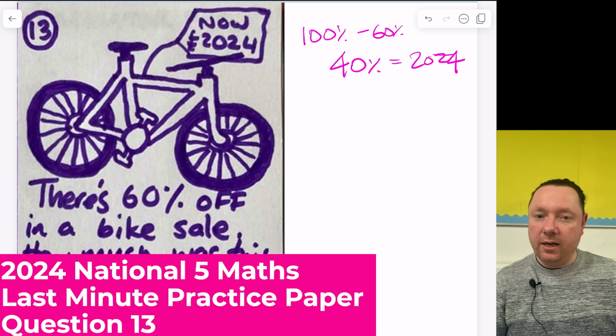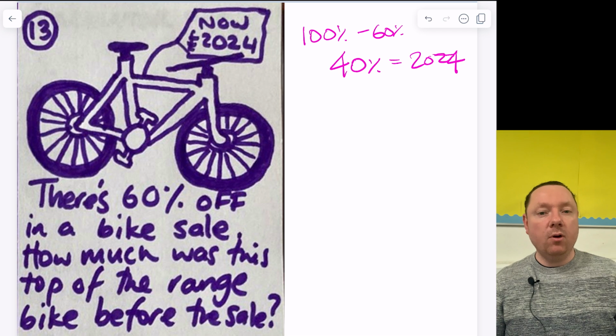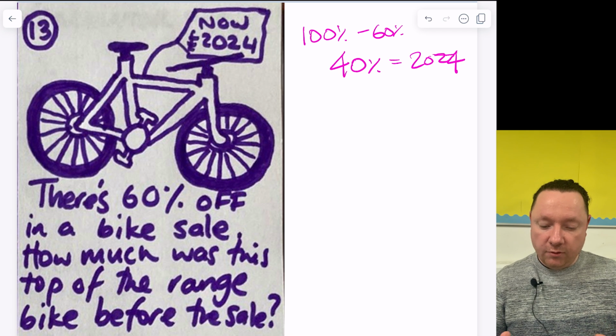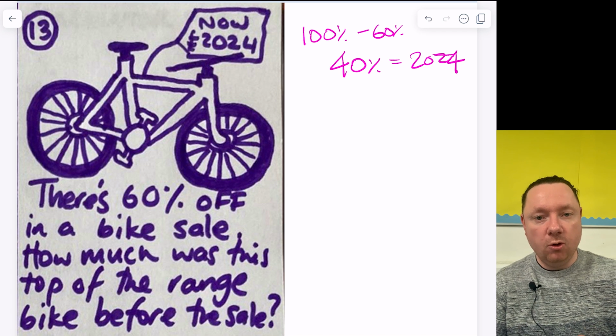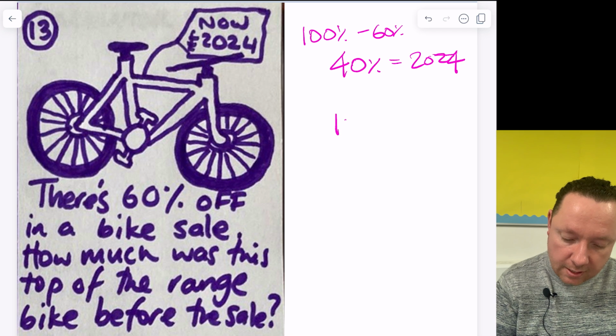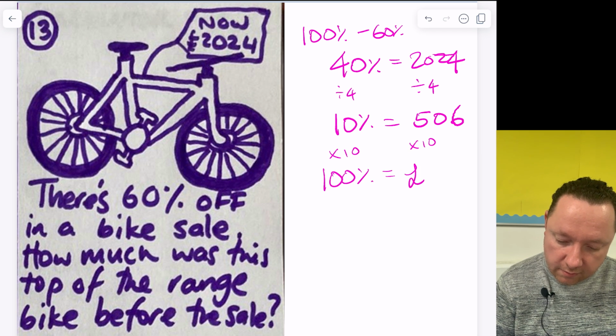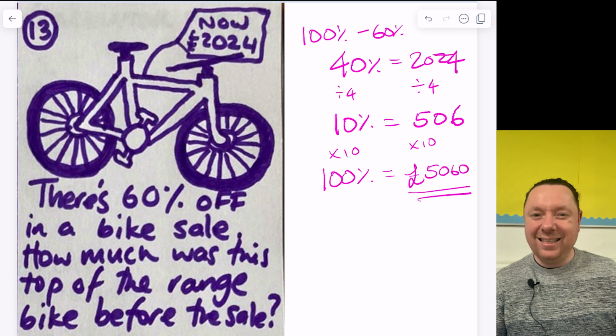Now, if it was a calculator paper, you could just divide by the decimal equivalent, which is 0.4, and that would get you back to the start. Since it's non-calculator, you have to do a bit of work. So the best thing to do usually is to go to 10%. So to go to 10%, I need to divide by 4. 4 fives is 20, doesn't go into 2. 4 sixes are 24. So I get 506. So that means that 100%, times that by 10, is 5060. Oh my gosh, that was worth a lot. That makes sense, doesn't it?